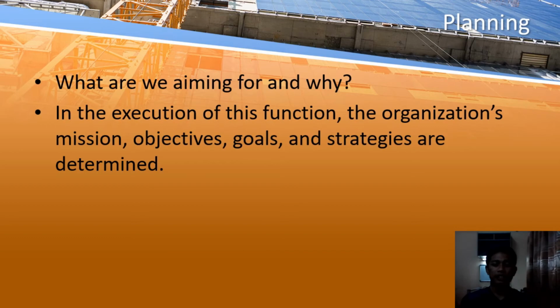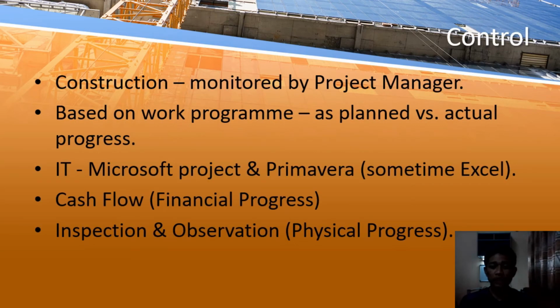In planning, we are focused on what we are aiming for and why. In the execution of this function, the organization's mission, objectives, goals, and strategies are determined. Project control is the application of processes to measure project performance against the project plan, to enable variance to be identified and corrected so the project objectives are achieved.